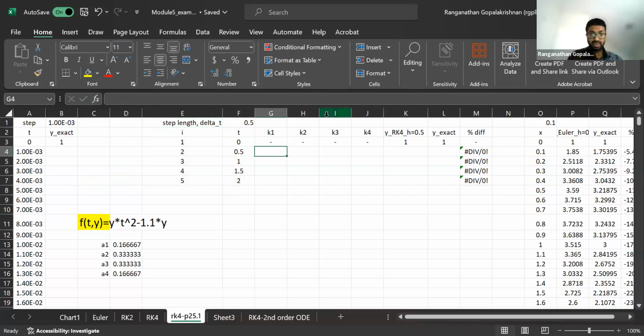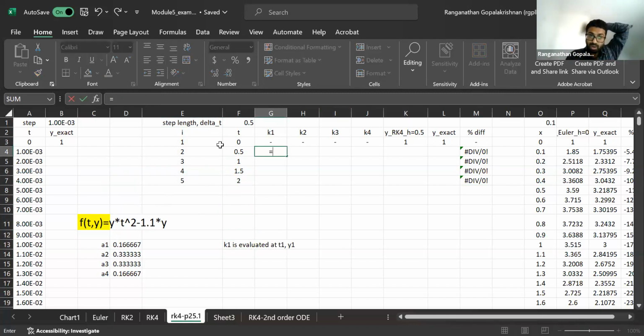So K1, let me write some notes here. K1 is evaluated at T1 and Y1. That's easy. You just have to take this function, evaluated at T1, which is T equal to 0, and Y1, which is 1, or cell K3 here. So I'm going to write Y multiplied by T1 squared minus 1.1 times Y.